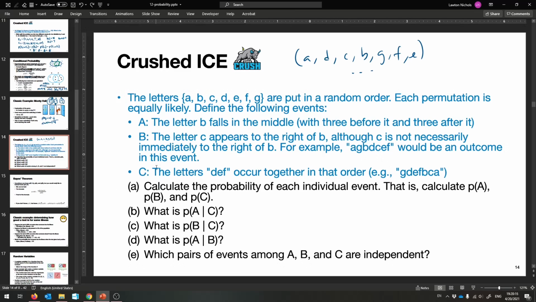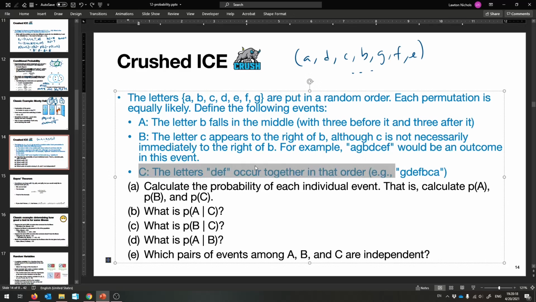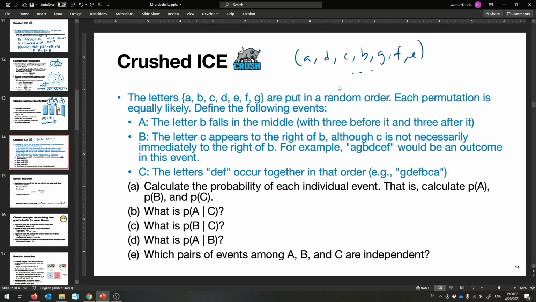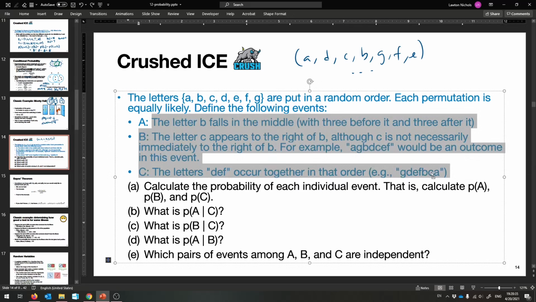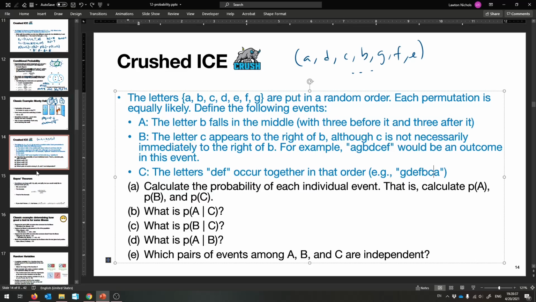And then the last event, call it C, is that the letters D, E, F occur in that order together. They could be anywhere in this permutation, at the beginning, at the end, in the middle, and all the rest of the characters are around them on either side. So that is the setup. These are the 3 events. Let's first calculate the probability of each individual event. So go ahead and give that a try, and then we'll come back and do it together.